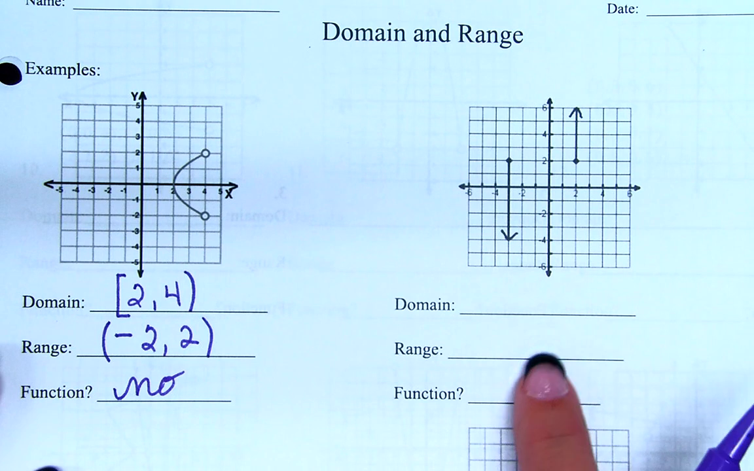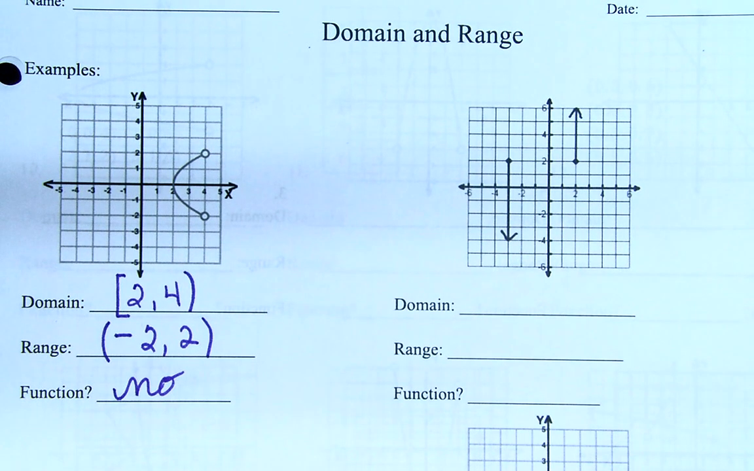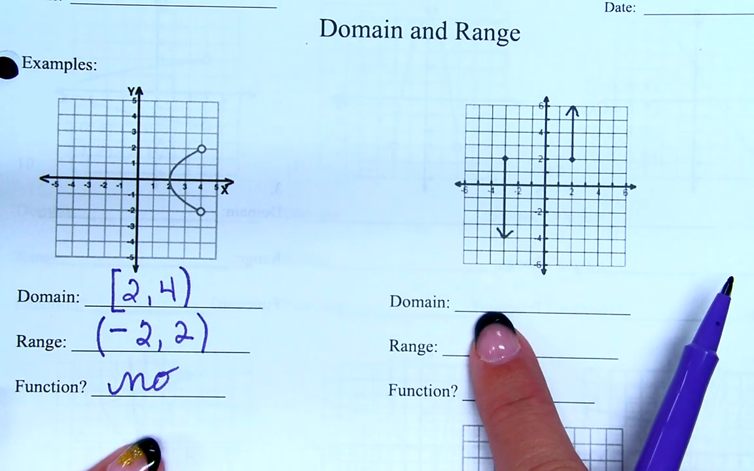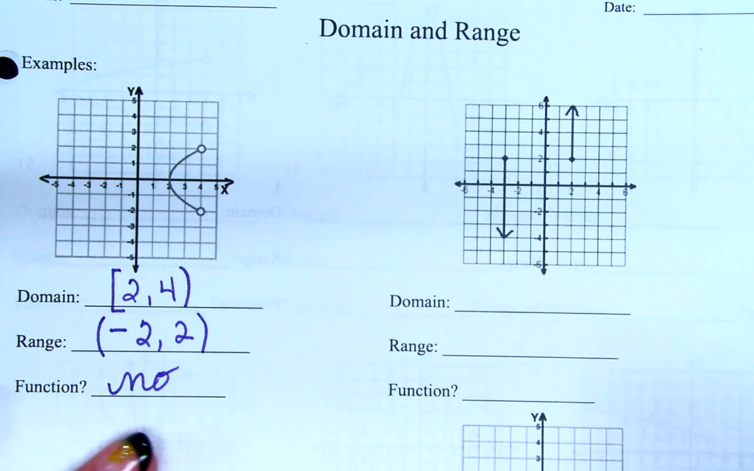Okay, let's look at our second example. Because all these graphs are different, aren't they? Okay, look at our second example. What's my domain? How far down does it go? How far up does it go?